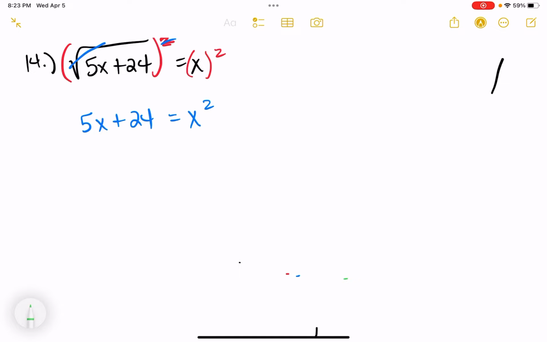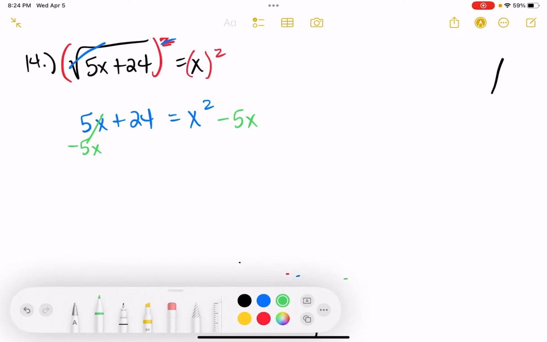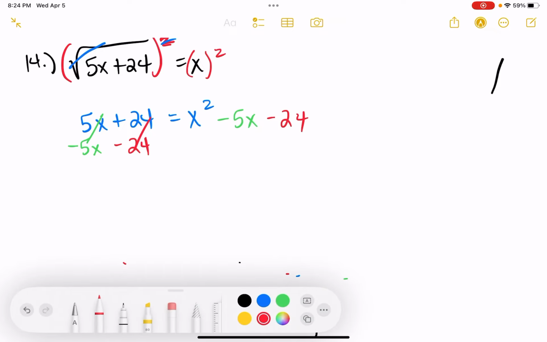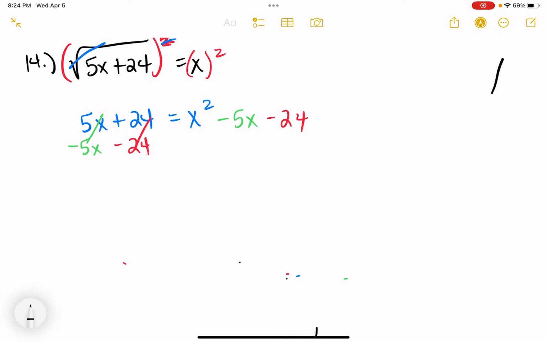And the only way you can move them over is to do the opposite operation. 5x is positive, so to move it over, you would subtract. And I'm just putting that on the end there. Those go away. And to get rid of a plus 24, you subtract 24. I'm just going to put that on the end. And those go away. So now you have 0 equals, okay?